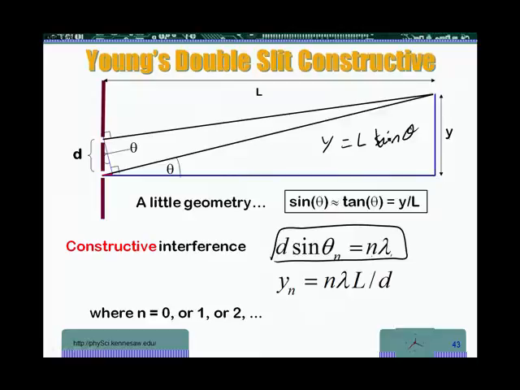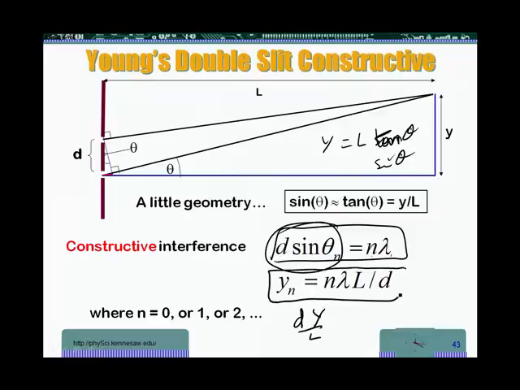Y over L is tangent theta. Y over L is your tangent, so Y is equal to L tangent theta. However, for small angles, tangent theta is approximately equal to sine theta. So my d sine theta is actually d y over L. Now rearranging that a little bit gives me this equation here for the position for the various maxima.